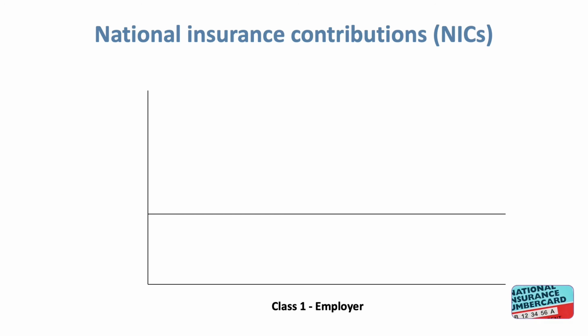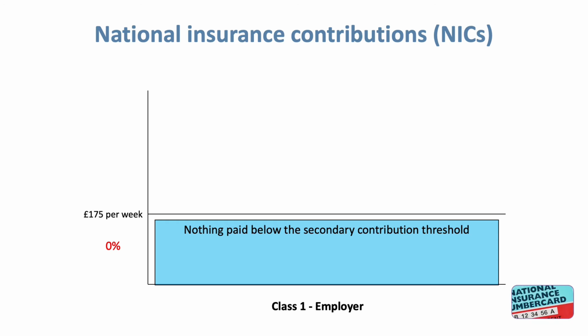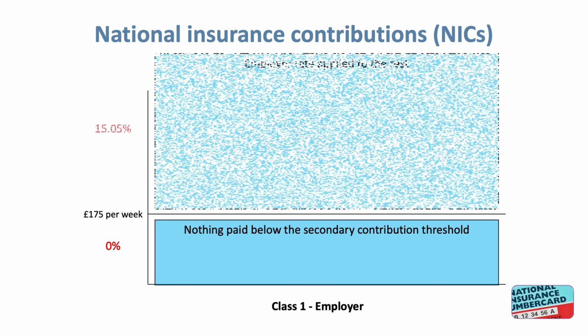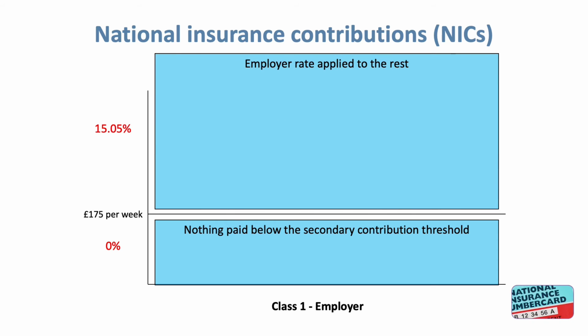So employers, we know, also pay Class 1 but secondary NICs. So they pay nothing up to the secondary contribution threshold, and then they pay at the main employer rate, which is shown in red on the slide to the left hand side as you look at it, on the rest of the wages that are paid to an employee.